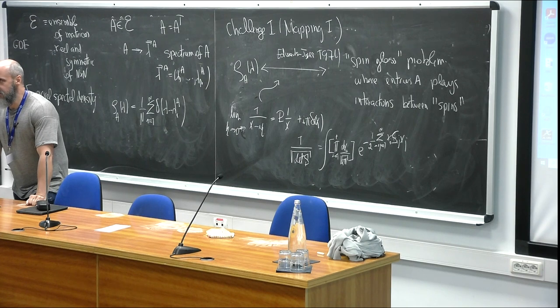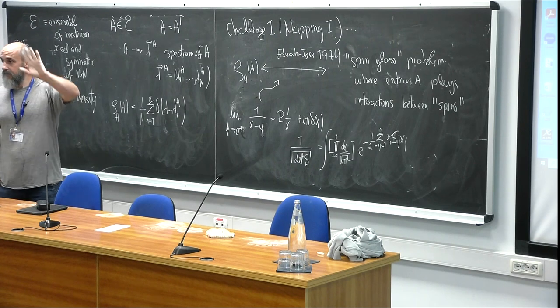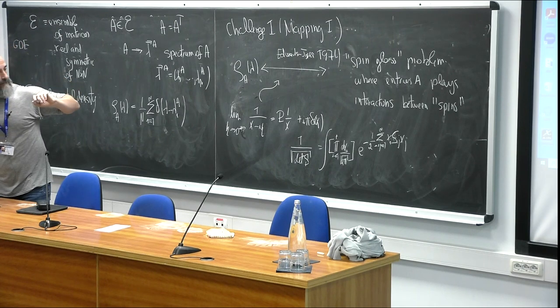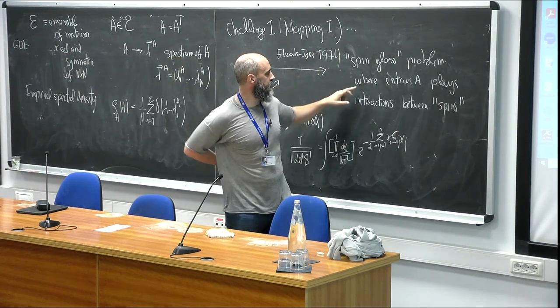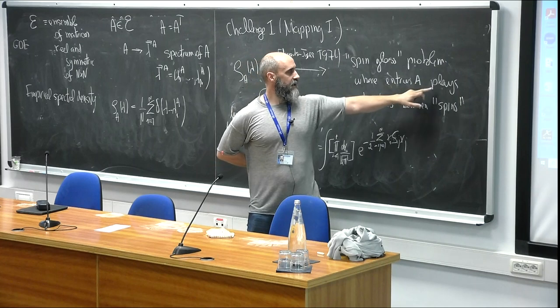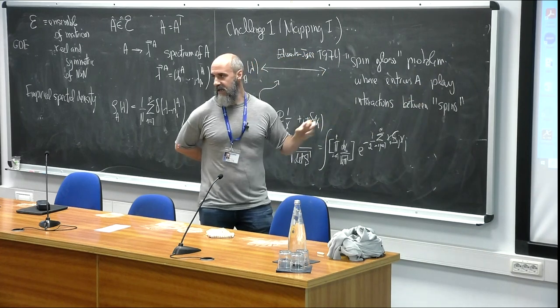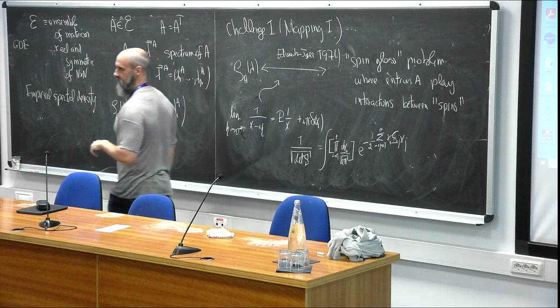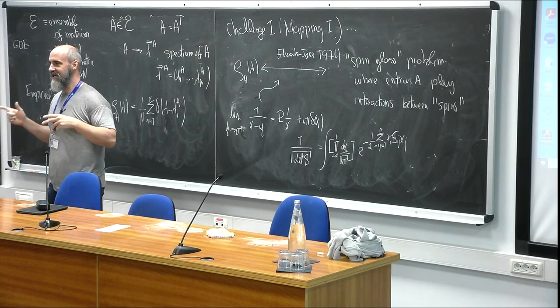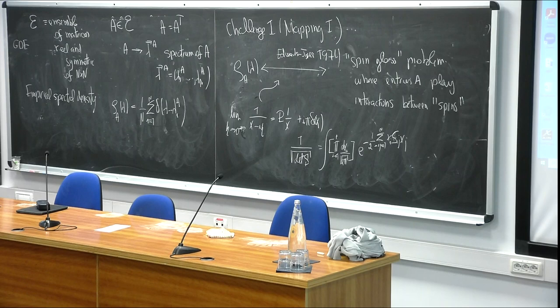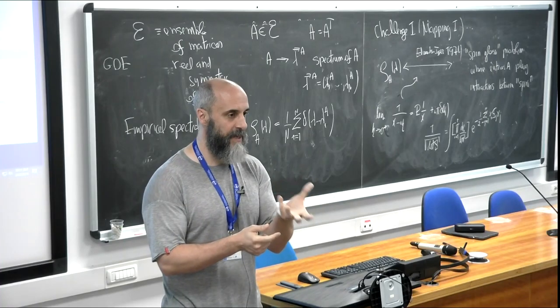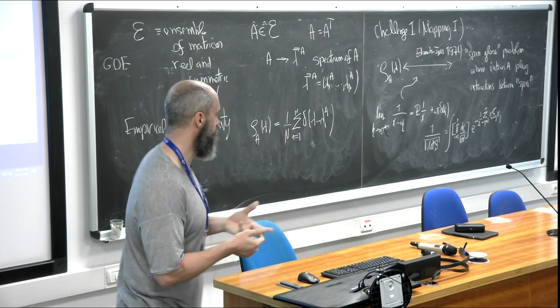Clear what we have to do? It's a spin glass type of problem, where the entries of A play the role of the interactions between spins. When I put quotation marks, it's because this is not really a spin glass, not really a partition function, since maybe the exponential is complex, but mathematically speaking it has the same structure, and that's the important bit.